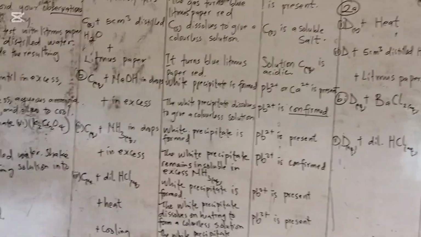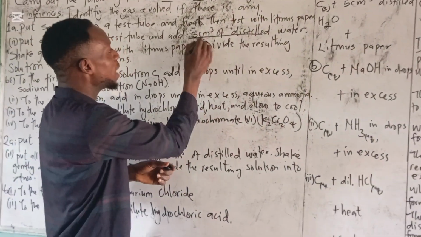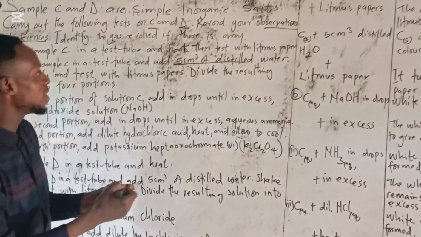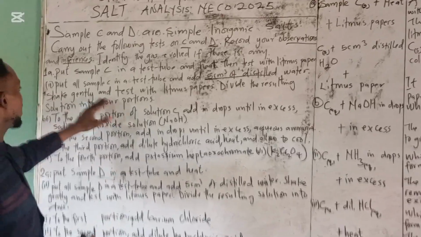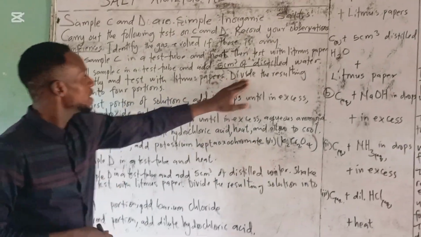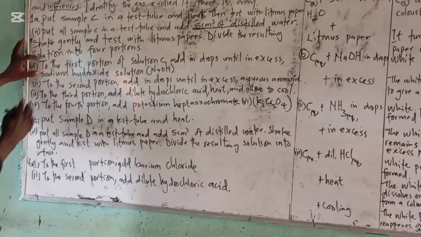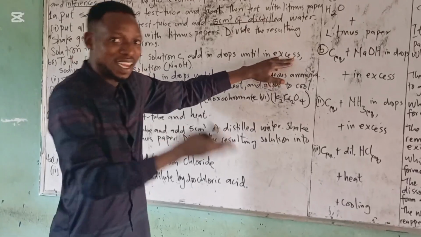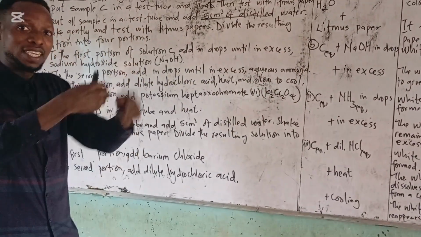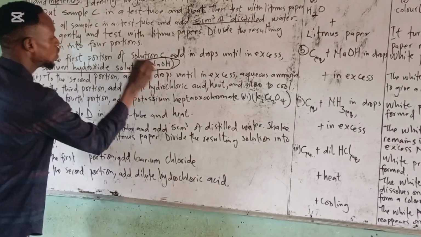Now, the second question says, put sample C in a test tube and add 5 cm cube of distilled water. It might be more than 5 cm cube, it might be 10 or 20. Just follow the instruction, but you definitely add distilled water. Then shake gently and test with the litmus paper again. Divide the resulting solution into 4 portions. To the first portion, we add in drops until in excess, sodium hydroxide.